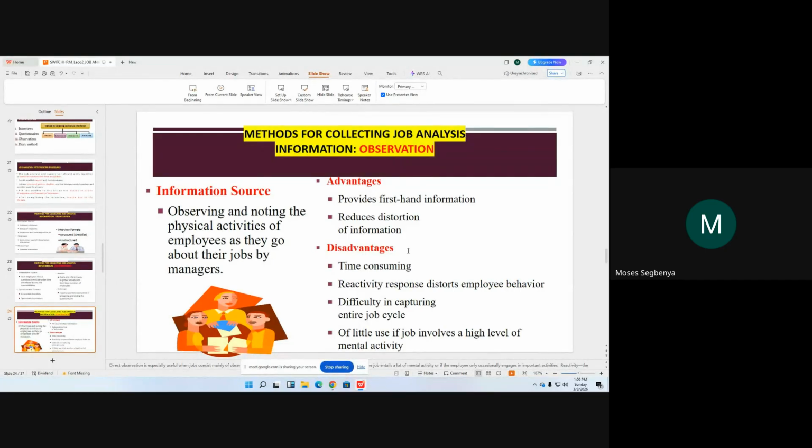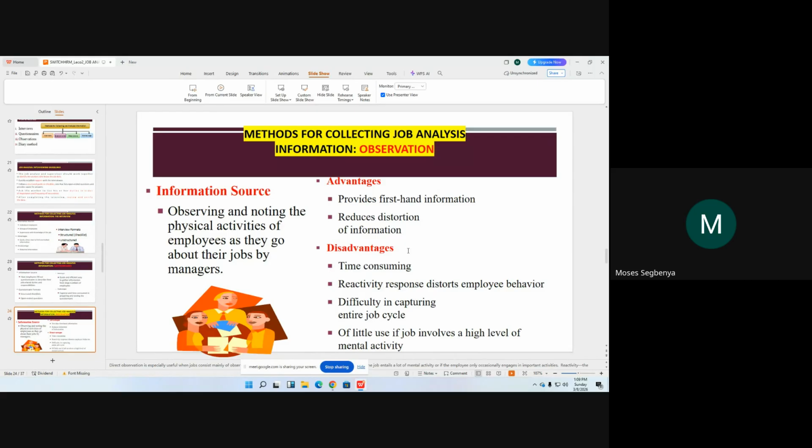But come to think of it, observation has a good side and some disadvantages as well. What are some of the good sides? It provides first-hand information. It reduces distortion of information. What are some of the disadvantages? It's time-consuming. Reactivity, the response distorts employee behavior. And capturing an entire job cycle will be difficult.